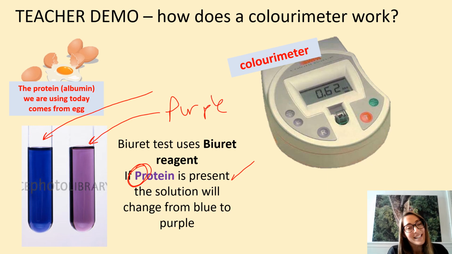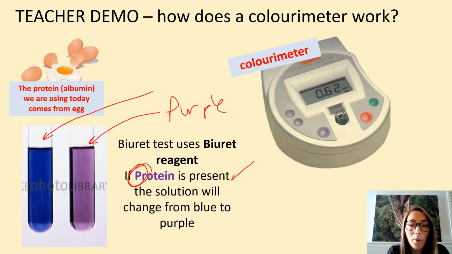So obviously there's going to be a bit of a scale. The blue Biuret reagent isn't just going to turn to one colour purple. Depending on how much protein is there, you're going to get a more or less intense colour change. So we can get a quantitative value again for this using our colorimeter.